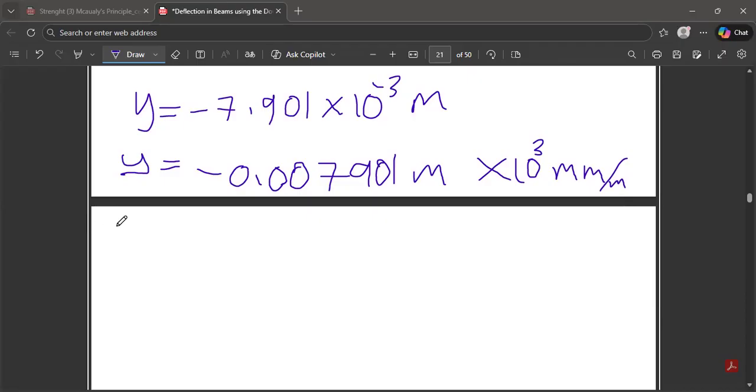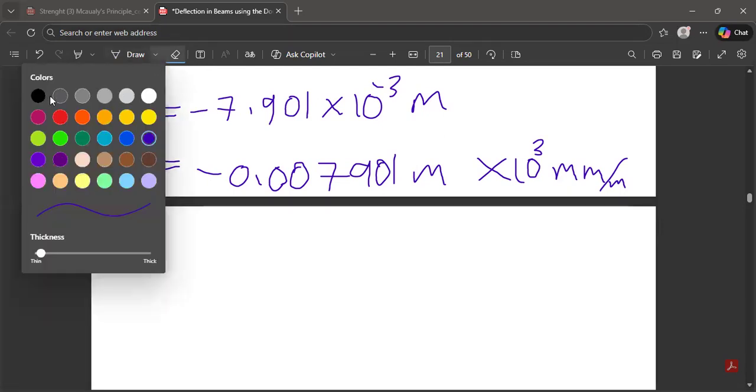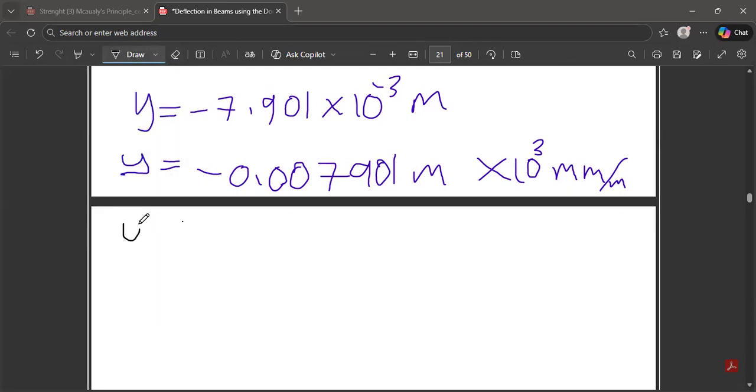So finally, we can say that our answer is going to be Y is equal to what? If you multiply the whole of that answer times just 10 exponent 3, let me use a different color pen since that is one of the last answers I'm coming to right now. So now the answer is going to be Y is equal to minus 7.901 mm. That is if you want to leave an answer in mm.